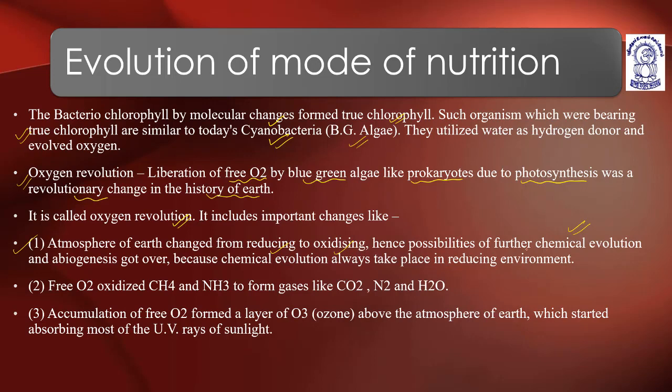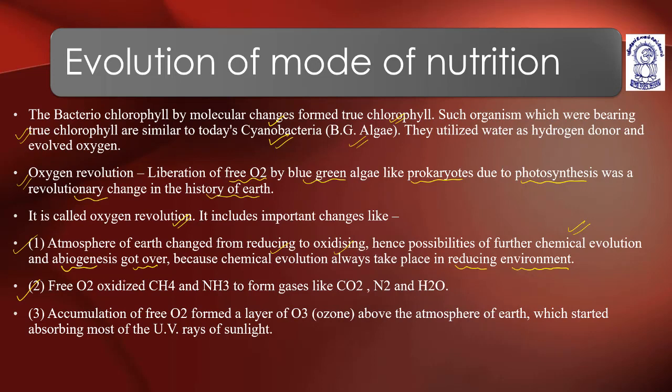The moment oxygen starts to be available to these organisms, they become highly metabolically active. The possibilities of further chemical evolution and abiogenesis got over, because chemical evolution always takes place in a reducing environment. Always remember that chemical evolution always takes place in a reducing environment. The atmosphere of Earth changed from reducing to oxidizing, hence possibilities of further chemical evolution and abiogenesis got over. Now, because chemical evolution can only take place in reducing, and now we have an oxidizing environment, the possibilities of chemical evolution were very less.